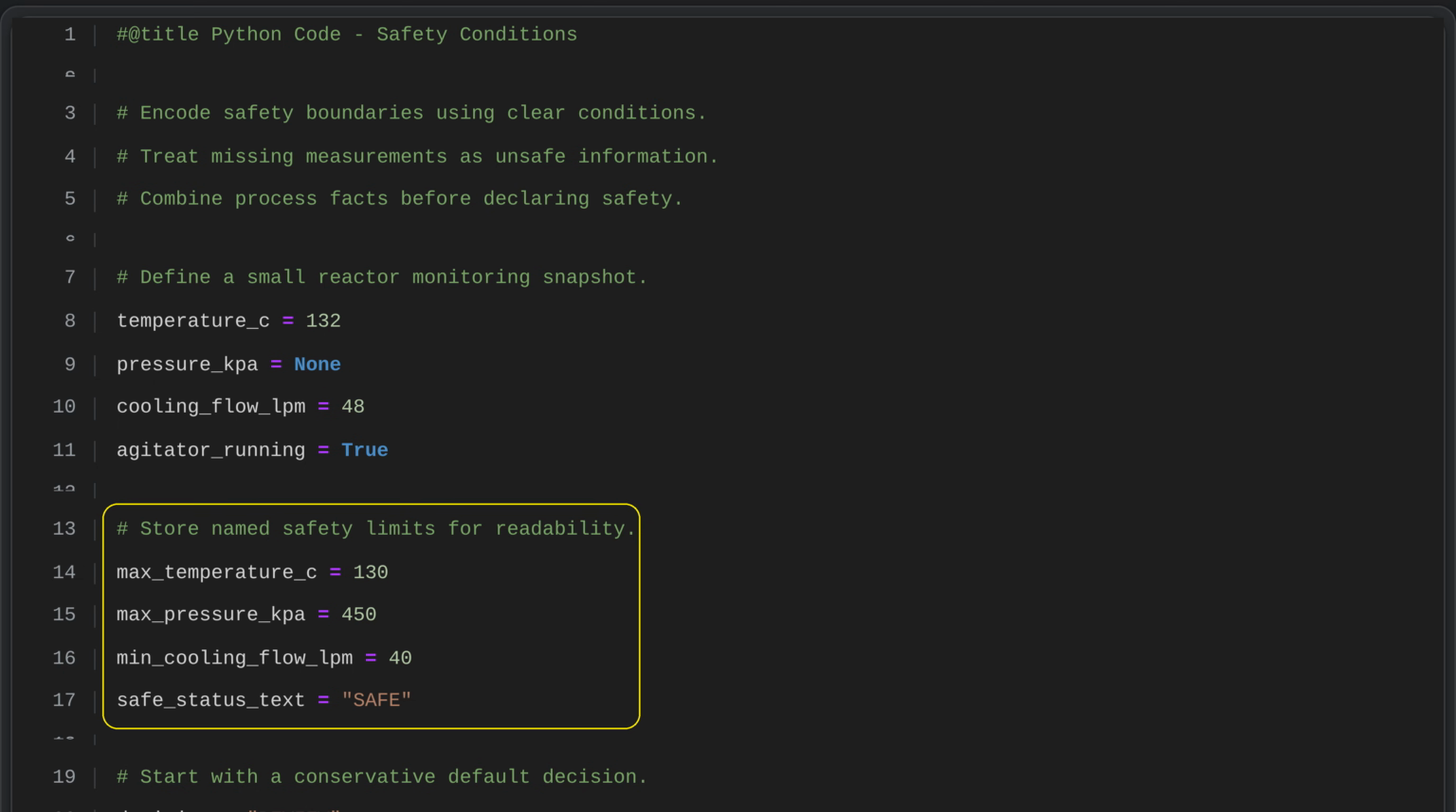The safe operating limits are set as 130 degrees Celsius for temperature, 450 kilopascals for pressure, and 40 liters per minute for minimum cooling flow. A safe status label is also defined to clearly mark when these conditions are acceptable.